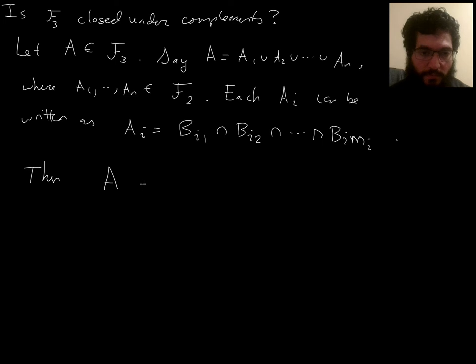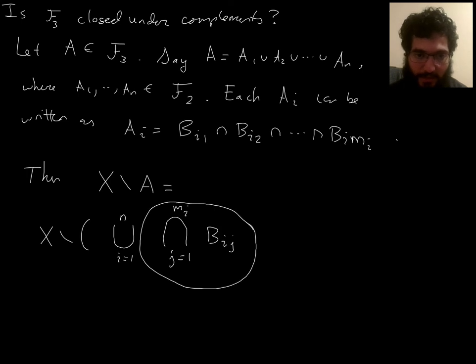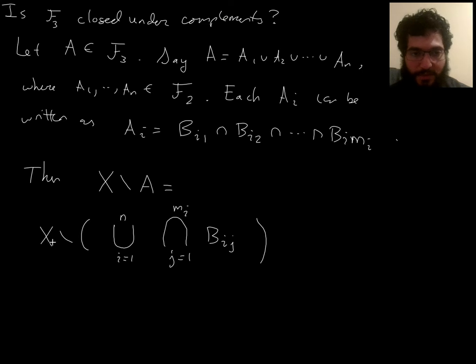Then let's take the complement of A. So the complement of A is the complement of a union. Instead of writing nested dots, let me use the union from i equals 1 to n of Ai. But Ai is an intersection, so let's say the intersection from j equals 1 to m sub i of Bij. That is a way of writing Ai. Now, De Morgan's law, twice. The complement operation distributes into here, and the big cup turns into a big cap. And then it distributes into there, and the big cap turns into a big cup.